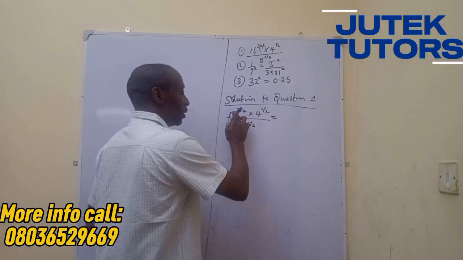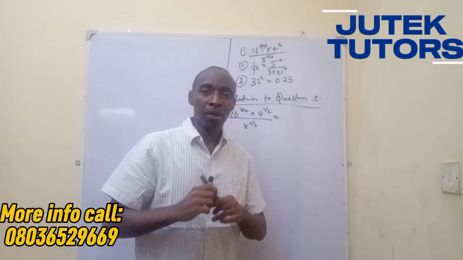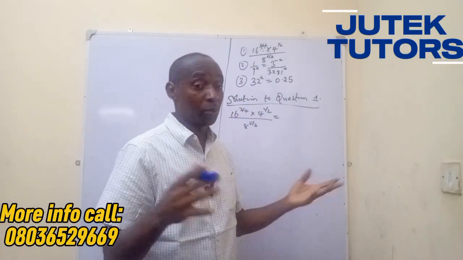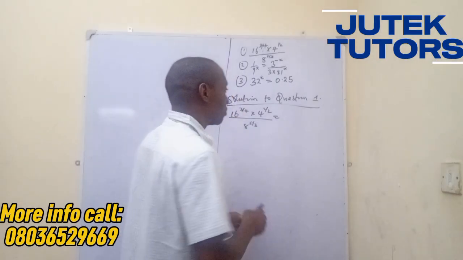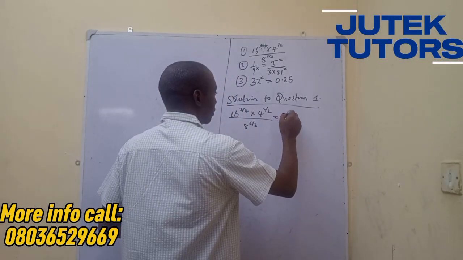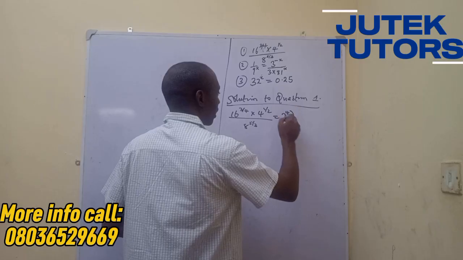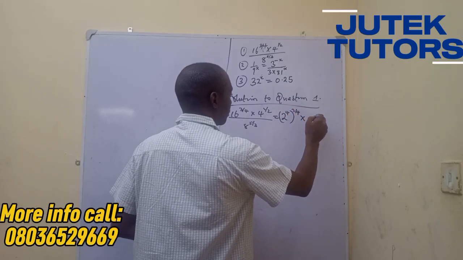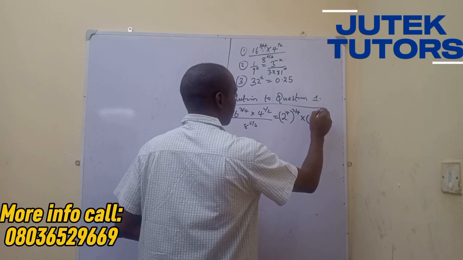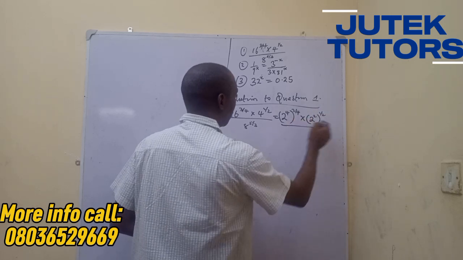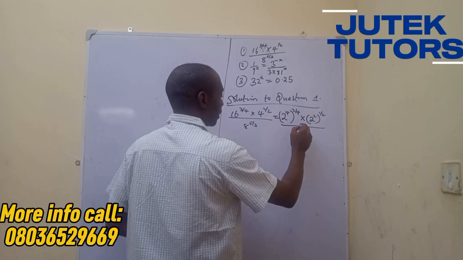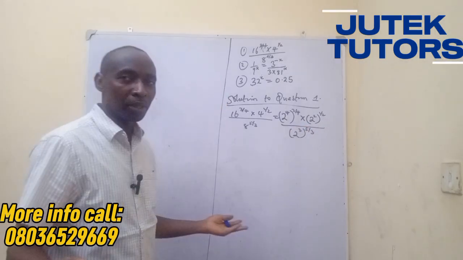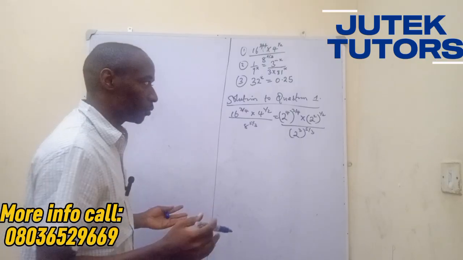16 in exponential form: if we want it in base 2, that means 2 raised to power 4, because 2 raised to power 4 gives us 16. So we say 2 raised to power 4, raised to power 3 over 4, multiplied by 2 raised to power 2, raised to power 1 over 2, all over 2 raised to power 3, raised to power 5 over 3. See, we have already simplified. Everything now is in base 2.